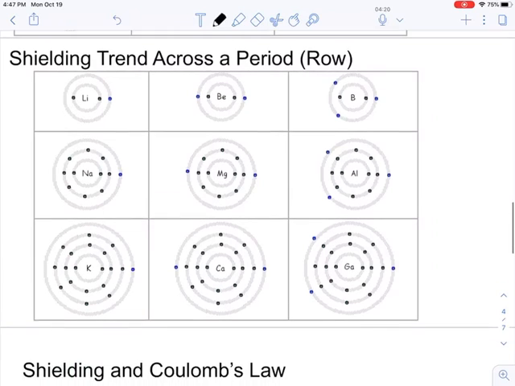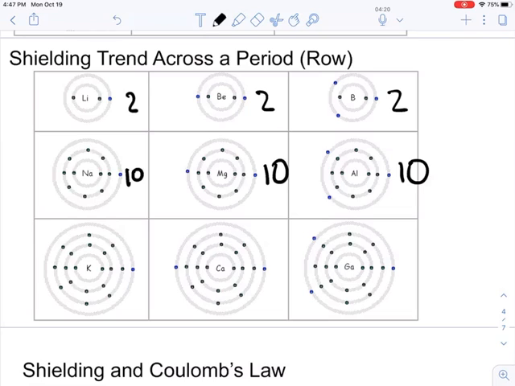What happens if we look at the shielding trend across a row or a period? Well, if we compare lithium, beryllium, and boron, each has 2 shielding electrons. So the amount of shielding is not changing as we move from lithium to beryllium to boron. However, if we compare sodium, magnesium, and aluminum, well, now they each have 10 shielding electrons because we've added an energy level, but still the shielding is not changing as we move across a period.